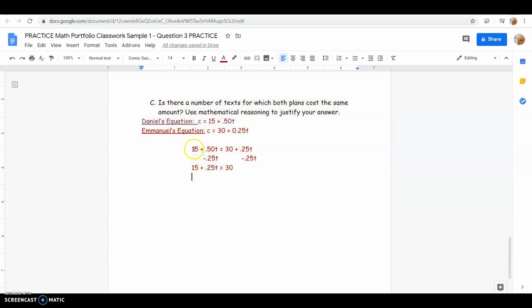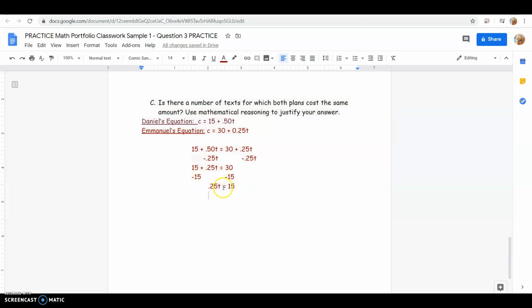So you get rid of this 15. This 15, you look at it, it is a positive 15. There is no negative sign. So to do the opposite of positive 15, we need to do minus 15 on this side. And on the other side of the equal sign, we do minus 15. Solve. 15 minus 15, 0. 0.25t drops down. 30 minus 15 is 15.